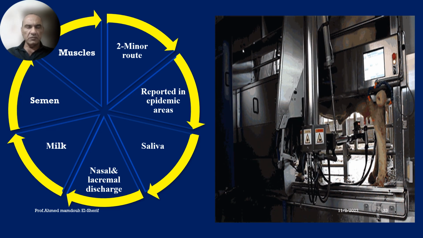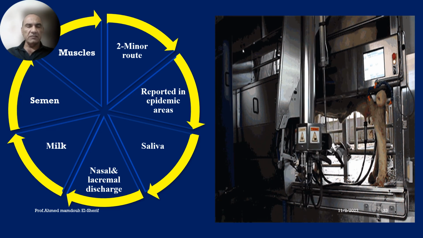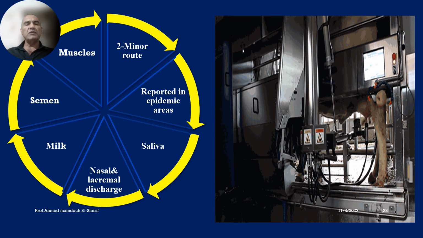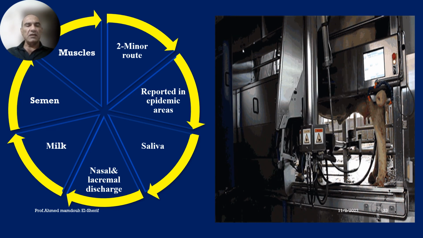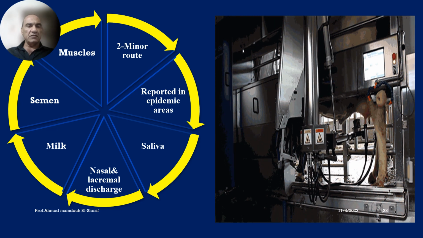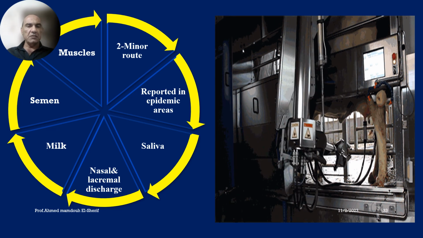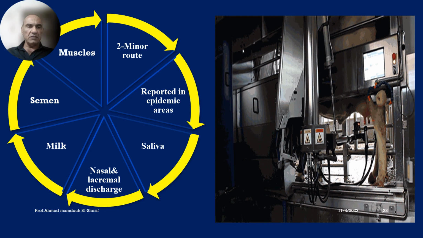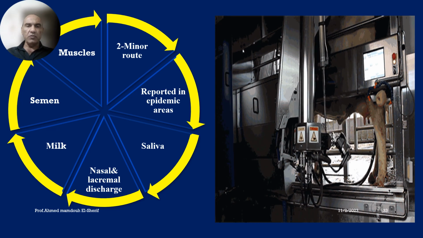Minor routes of lumpy skin disease virus transmission reported in epidemic areas are through saliva, nasal and lacrimal discharges, milk, semen, and open wounds.